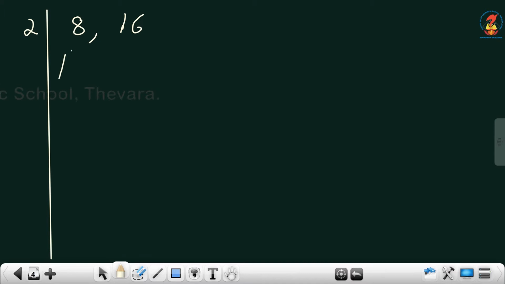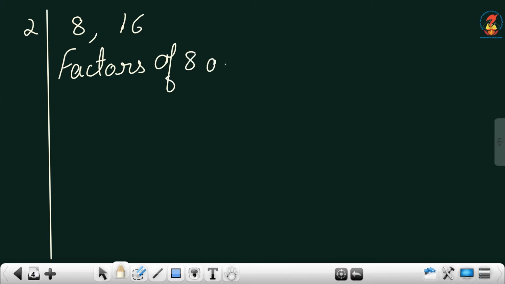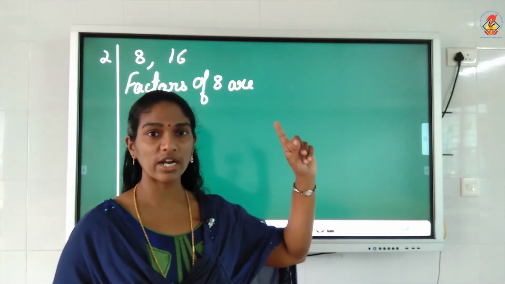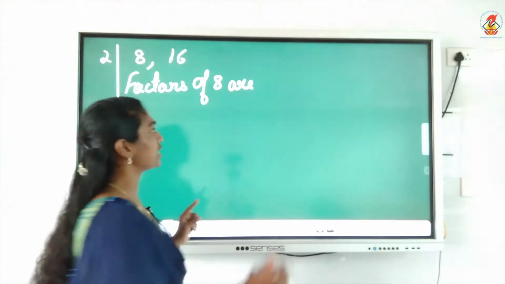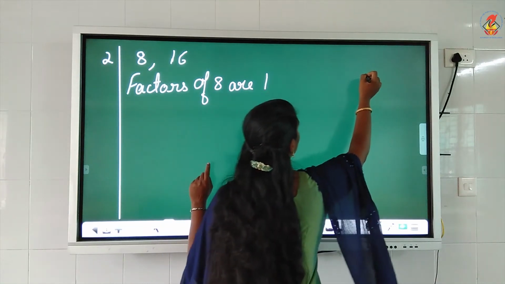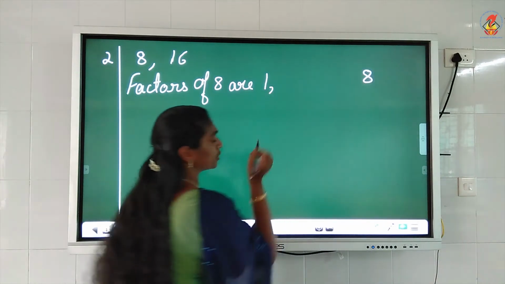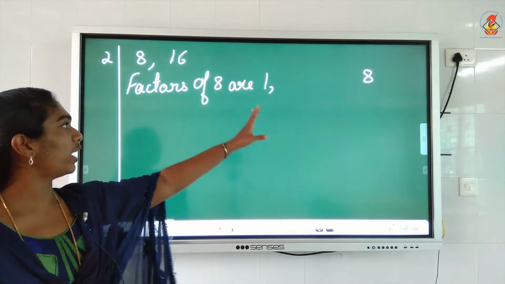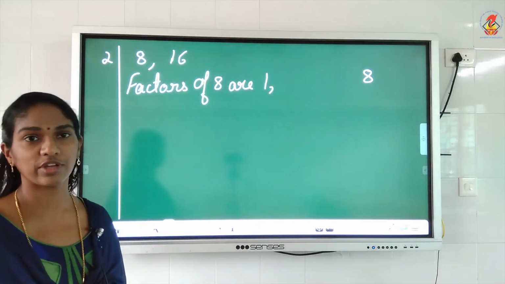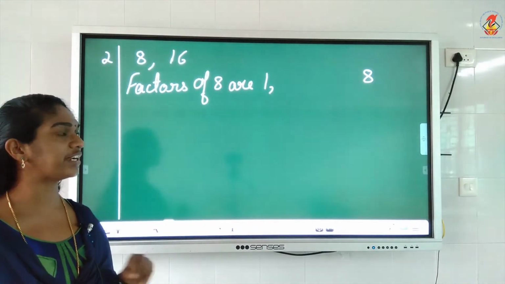So, first you will write the factors of 8. Factors of 8 are. Come on children, tell me what are the factors of 8? Starting from 1. 1 into 8 is 8. So, you put 1 and 8 here, put a comma. Because we know 8 is the largest factor of 8, so 8 you will write it as last.